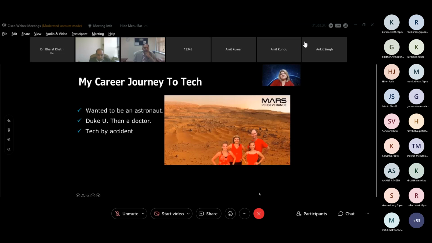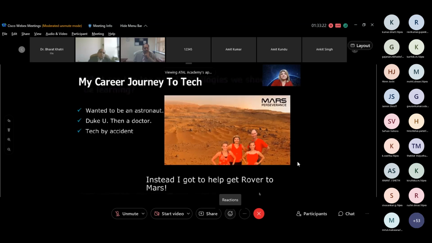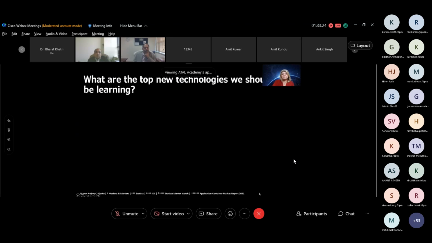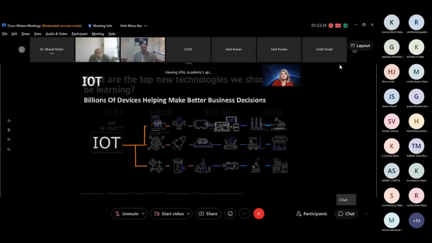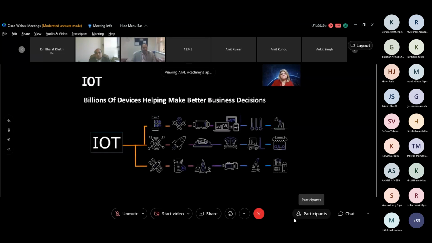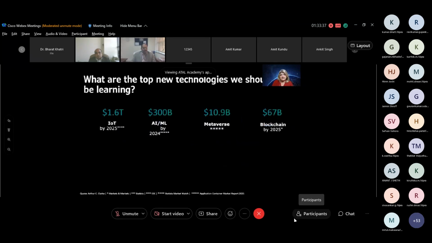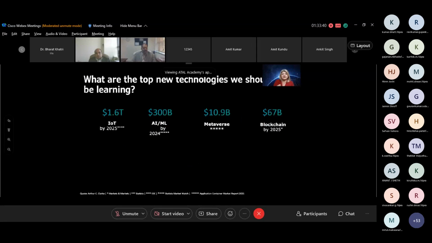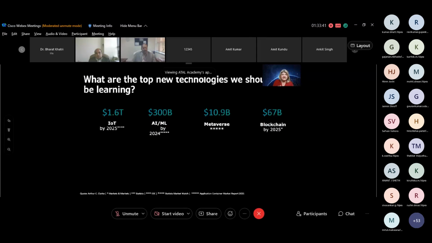So what I'd like to do now is turn to those new technologies that I think everyone should be learning. I just have a few minutes, and I'll walk you through why I feel those are the critical technologies as we move forward. If you think about technology, there are, I think, four top technologies today that everyone should be learning. The first is IoT.